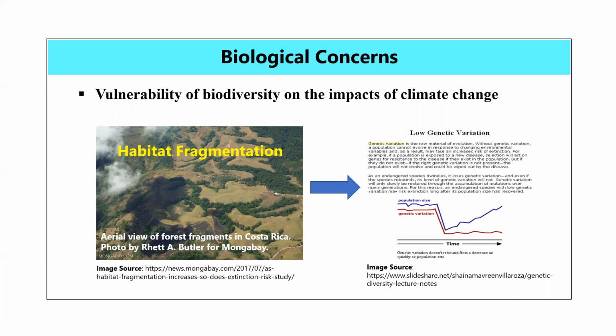Okay, so let's take this example again on habitat fragmentation. Habitat fragmentation would actually lead to low genetic variation. I would like to give an example here. I will not use this illustration, but again, for you to visualize what will be the result of climate change on habitat fragmentation, and with habitat fragmentation that leads to low genetic variation.